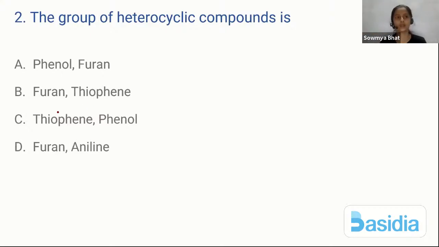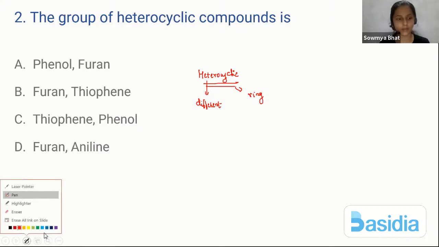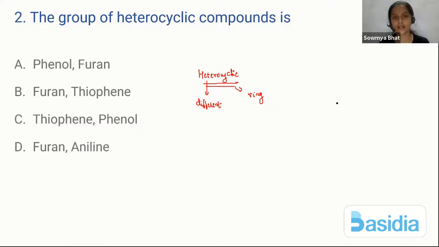Here, the group of heterocyclic compounds is. What exactly is a heterocyclic compound? When you classify the organic compounds into different varieties, there is a category which is called heterocyclic. The meaning of hetero is different. Cycle is a ring. So if there is any atom in the ring apart from carbon, then it is called heterocyclic. Any atom other than carbon, say it can be sulfur, it can be oxygen, it can be nitrogen, etc.